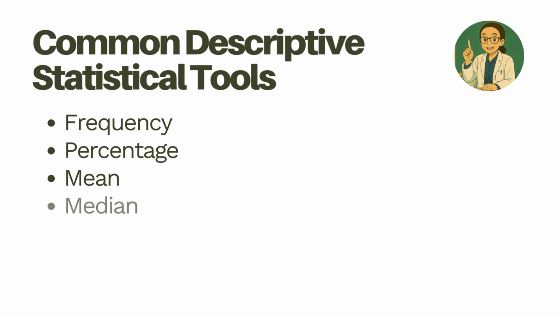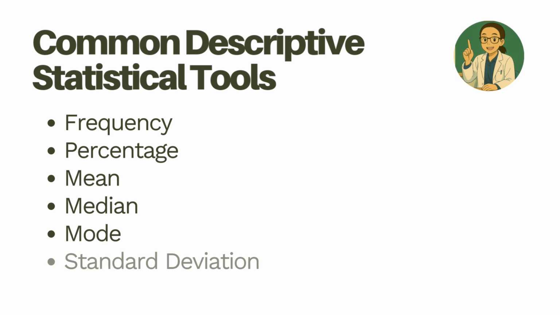Median is the middle value when data are arranged from lowest to highest. It is useful when data have very high or very low values that may affect the average. Mode is the value that appears most often in a dataset. It is especially useful for identifying the most common response.